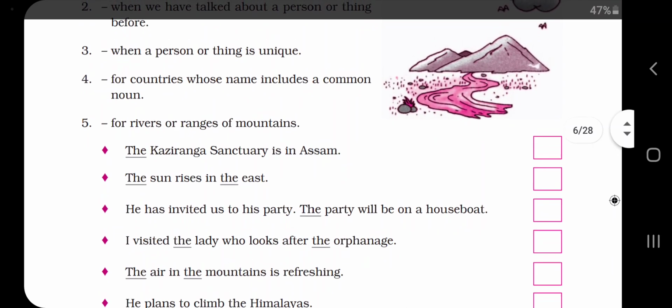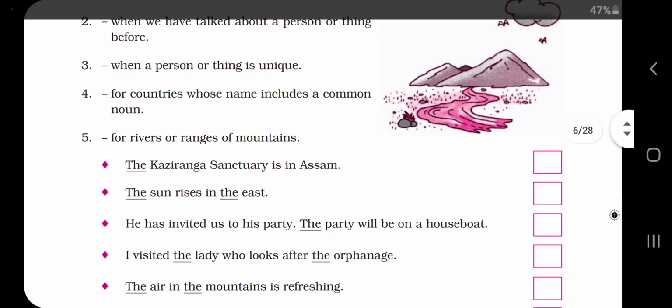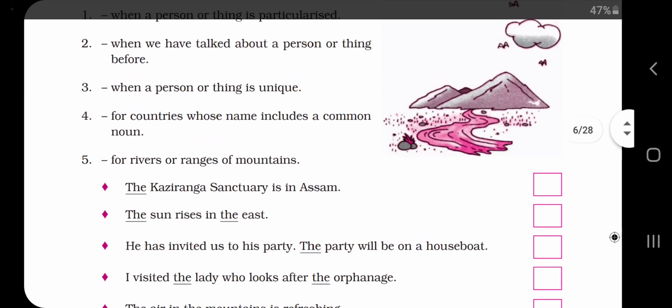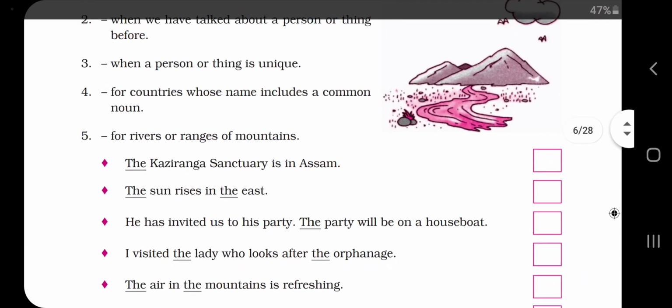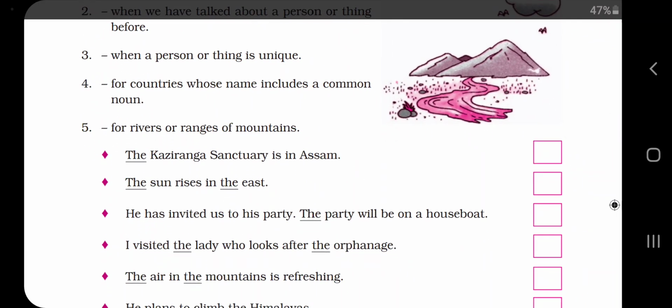The Kaziranga sanctuary is in Assam. So it is a particular thing. When a person or thing is unique, this has to be written. So I am writing here 3. The sun rises in the east. Again, the has come 2 times, and the reason is the same, because it's unique.